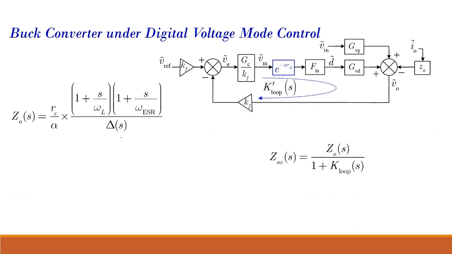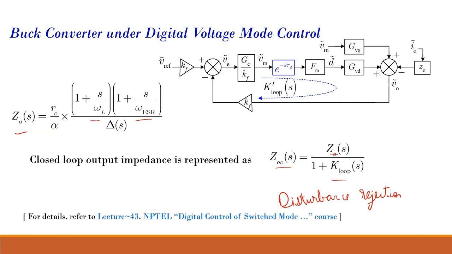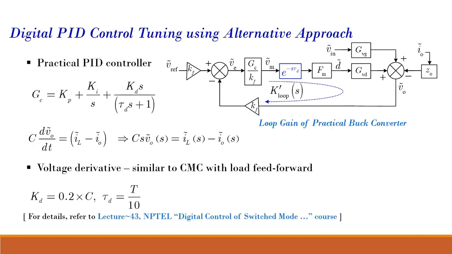Then, similarly, for the output impedance, if we derive it, it comes in this format. And because of the closed loop, the effective output impedance comes in this format. This will improve the disturbance rejection. The disturbance rejection is improved because of the closed loop, and that is also given in the maximum loop. Then another method of tuning is there, known as the alternative approach, which Sir has also taught.